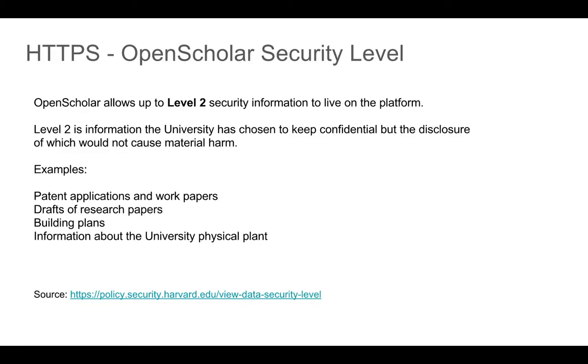With that being said, OpenScholar is essentially a public-facing tool. It allows up to level 2 security information to live on the platform. Level 2 is not extremely confidential. It does allow level 1 and public information, obviously. So you might say, hey, we're not storing any confidential information on OpenScholar. Why do we bother with this encryption?